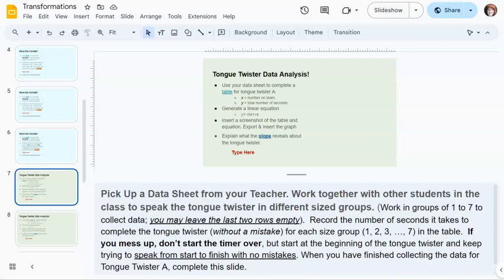But basically, they're going to pick up a data sheet like the one I showed you. You can download that directly from Math Equals Love. It's a PDF, and print those off and give everybody a copy of a data sheet. And then they will work together in teams. So first they will speak the tongue twister on their own and time it. And they can work together in their team to each do that. Maybe have another person help them out by timing it while they're reading it.